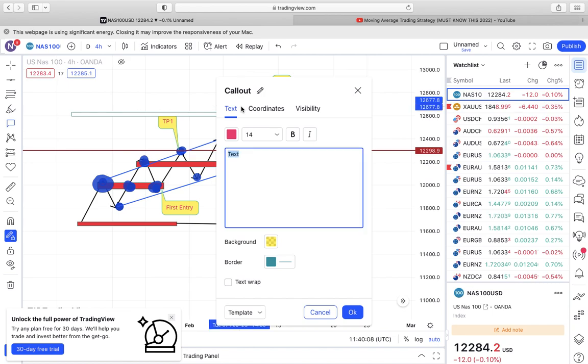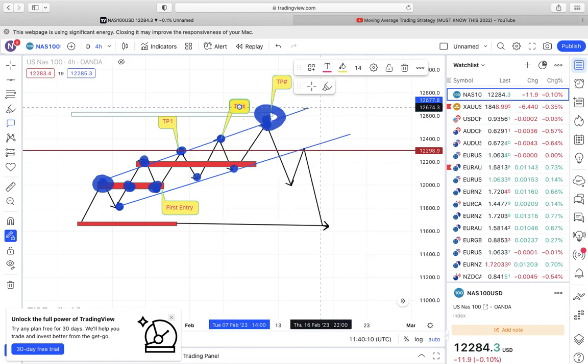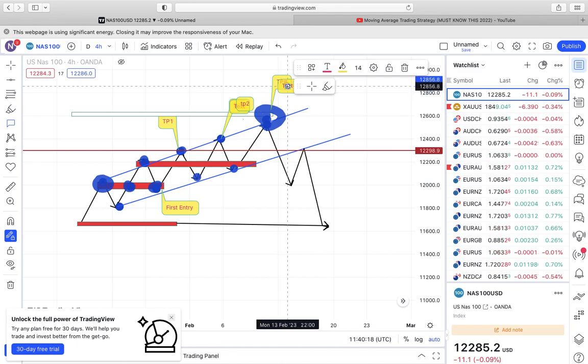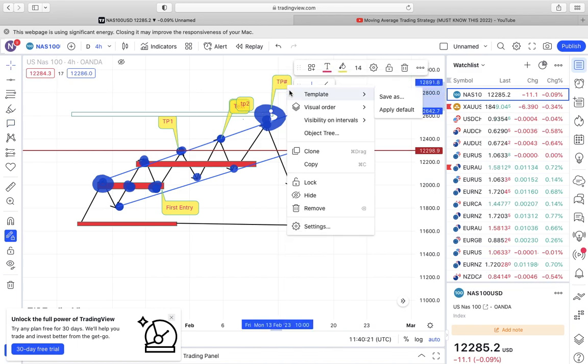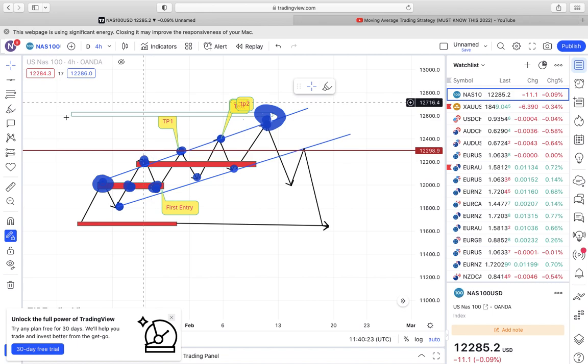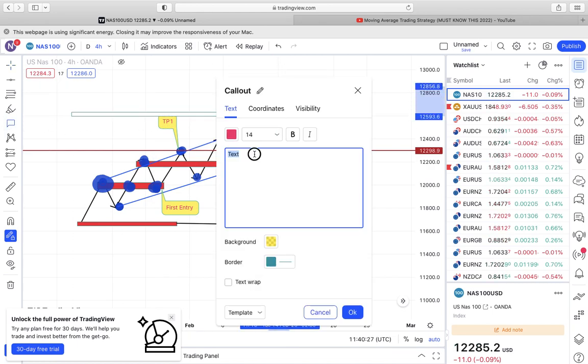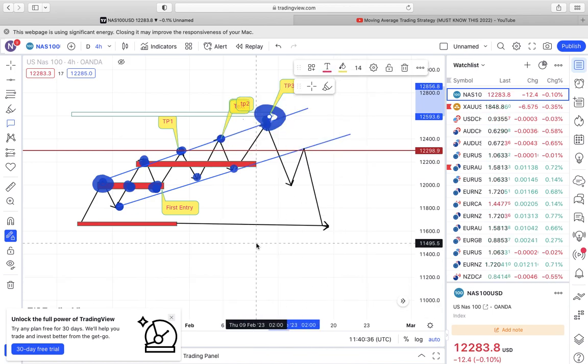Sorry, this is TP2. Sorry guys. This is TP2, and this is TP3. Let us name it very well. This is TP3. Now, you know very well that you have entered the market.